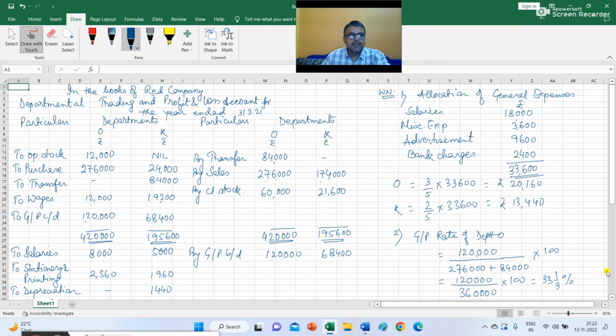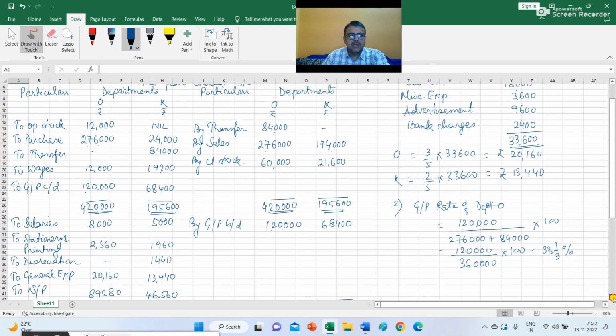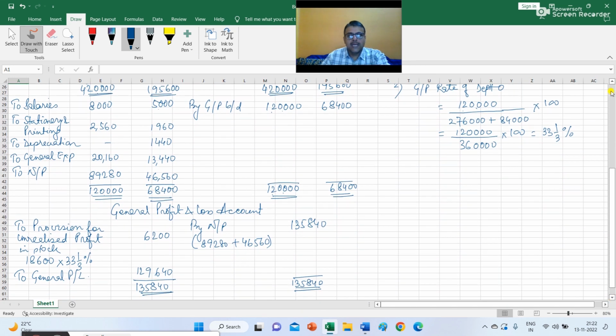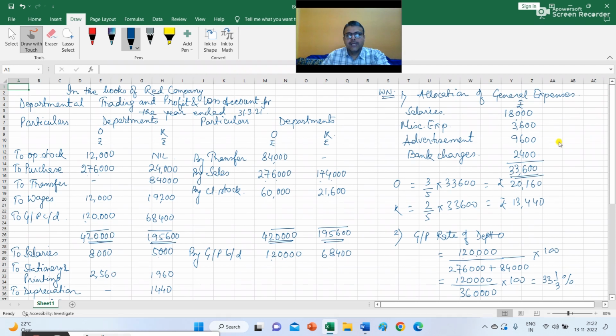So first we have prepared the trading and profit and loss account and then the general profit and loss account of the company. And in the working I have prepared the unallocated expenses and I have allocated to Department O and K in the ratio of 3:2. And in the second working note, I have prepared the GP rate of Department O. Hope all the students have recorded the questions with solution.